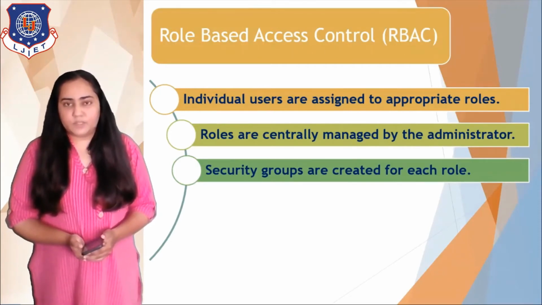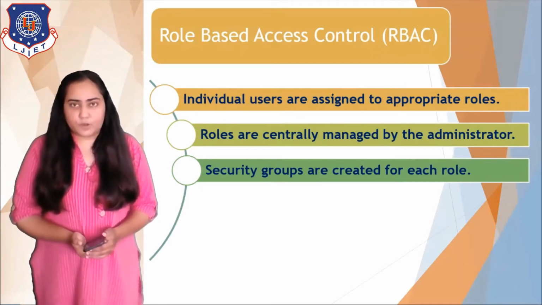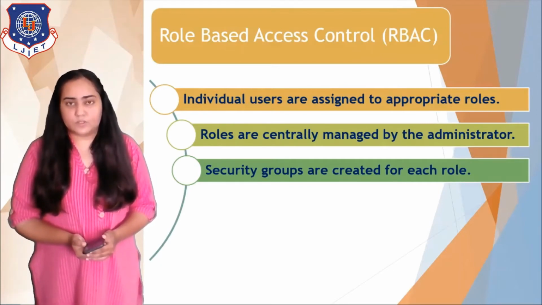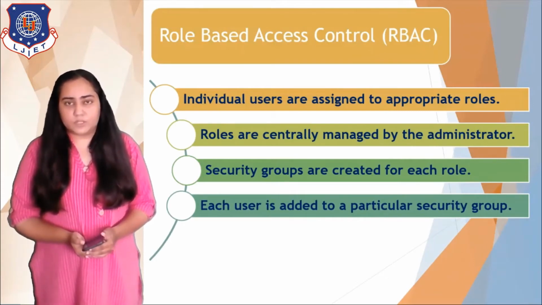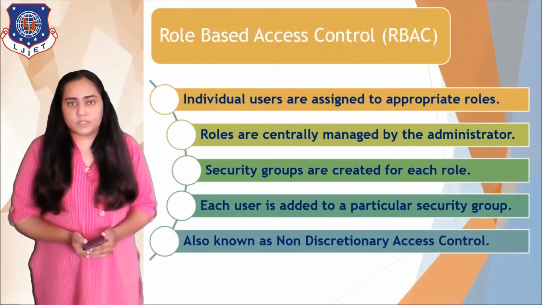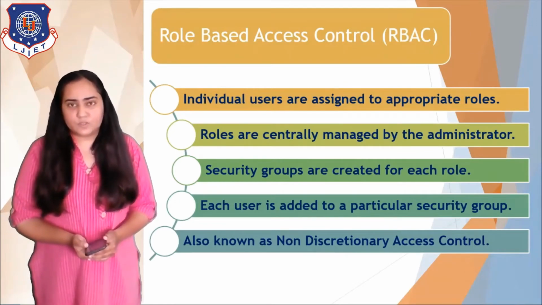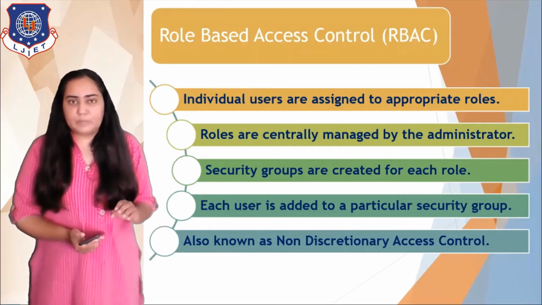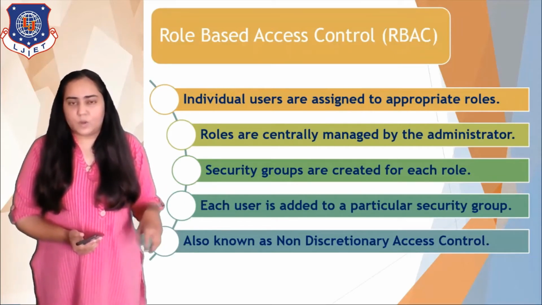So for example, if a person is just a simple employee or a clerk, then a group of clerks is created, and this security group is given certain accesses to certain files. And as you can see, each user is added to some particular security group. This is also known as non-discretionary access control because there is no discretion. Every user is allowed the same kind of access as the people that he or she is in a group with.